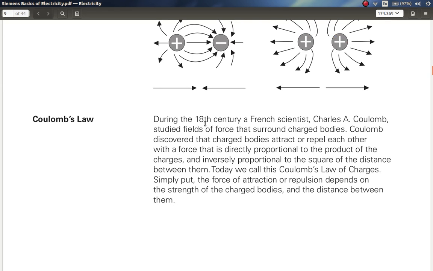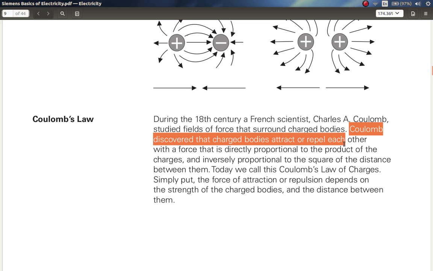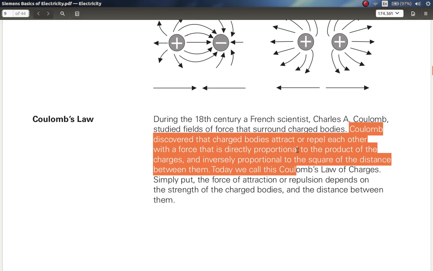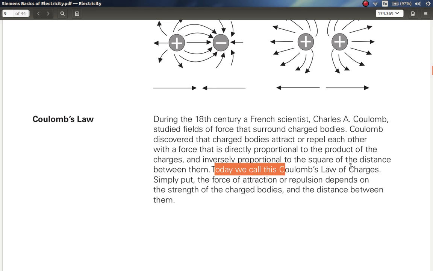Now, Coulomb's law. During the 18th century, a French scientist, Charles A. Coulomb, studied fields of force that surround charged bodies. Coulomb discovered that charged bodies attract or repel each other with a force that is directly proportional to the product of the charges and inversely proportional to the square of the distance between them. Today we call this Coulomb's law of charges.